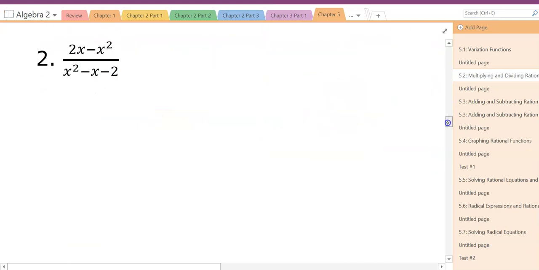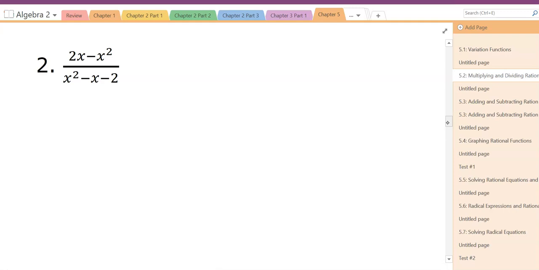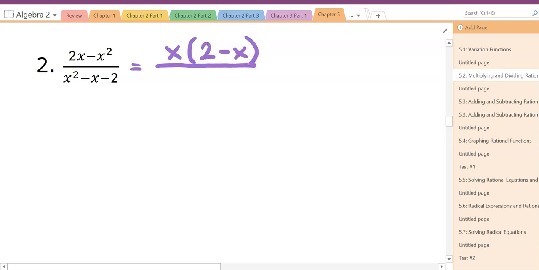Let's look at another one. So we're kind of going back to our factoring problems here. On the top, I'm going to take out what they have in common, which is just an x. So I have x pulled out front, and then I'm left with 2 minus x on the inside. On the bottom, if I go to factor this one, I need two numbers that multiply to negative 2 and add to a negative 1. And so that's going to be negative 2 and positive 1.